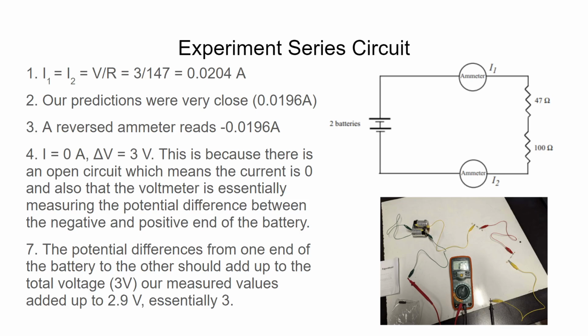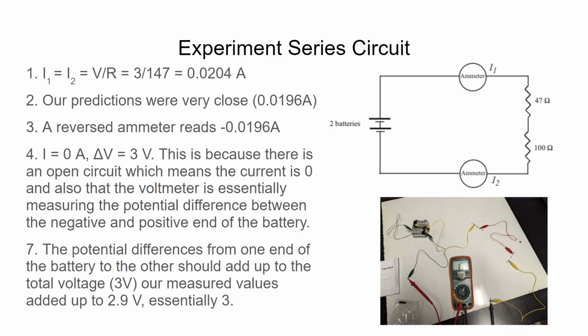So here's our answer to the questions in the lab. We found that I1 is equal to I2, and we got our current was equal to 0.02 amps, which was pretty close. We measured it to be 0.0196 amps. The reversed ammeter reads just the negative version.